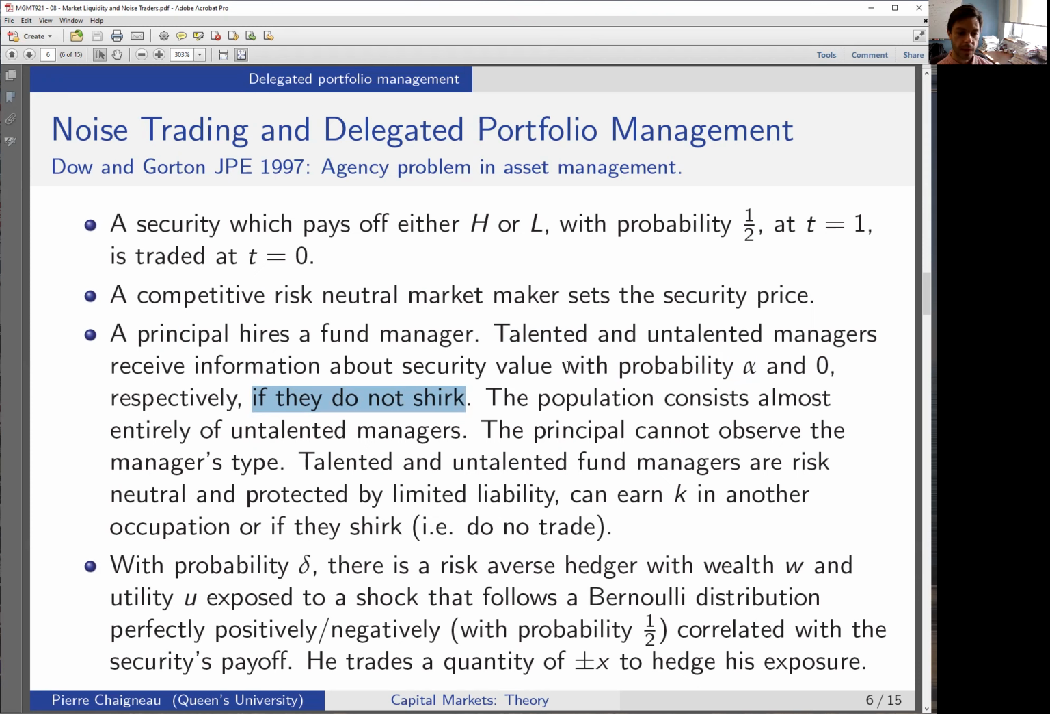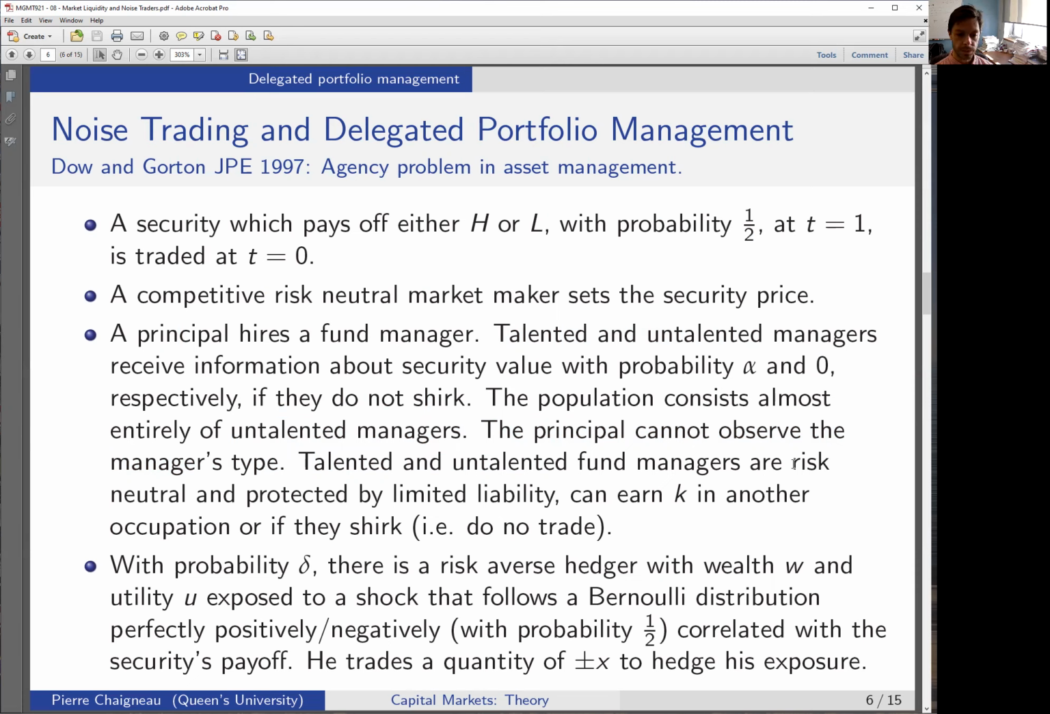So if they work hard and they get lucky, with probability alpha, talented fund managers are going to be informed. Informed means that they are going to learn the fundamental value of the security, so whether the payoff is equal to H or to L. And untalented fund managers have no idea. Moreover, to make things simple, we're going to assume that the population consists almost entirely of untalented fund managers, meaning that if you do not screen out, if you do not reject untalented managers, you're going to for sure hire an untalented manager, because the principal cannot observe the manager's type, and they all look identical to you. It's just that some are talented, some are untalented.